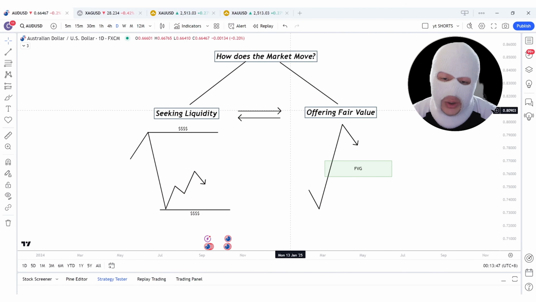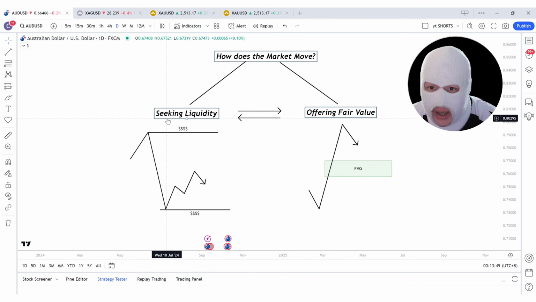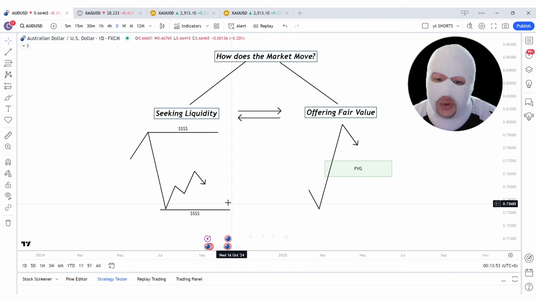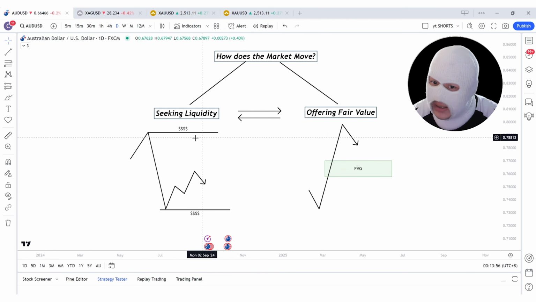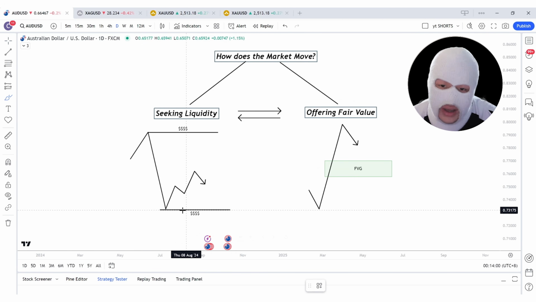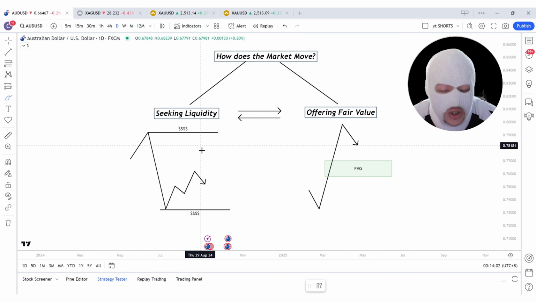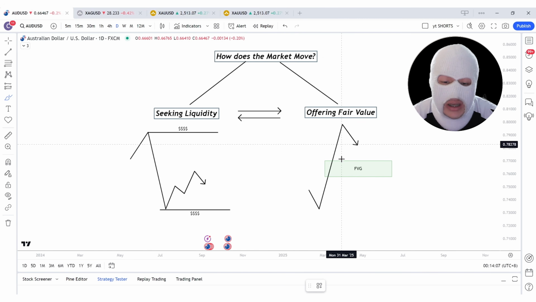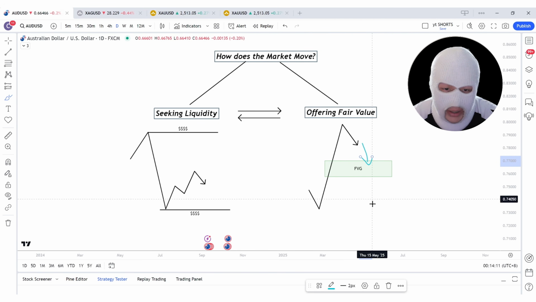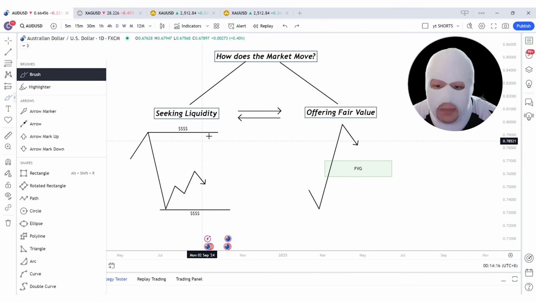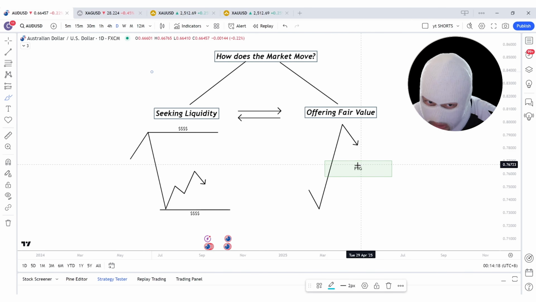The market moves by doing two things: seeking liquidity and offering fair value. Seeking liquidity means that the markets are out to target previous swing highs and swing lows by taking out stop losses at these areas and using them as liquidity to fuel the next move. Offering fair value essentially means price comes back into a key area of supply or demand, like mitigation blocks, fair value gaps, order blocks, or to put it simply, places with pending orders.